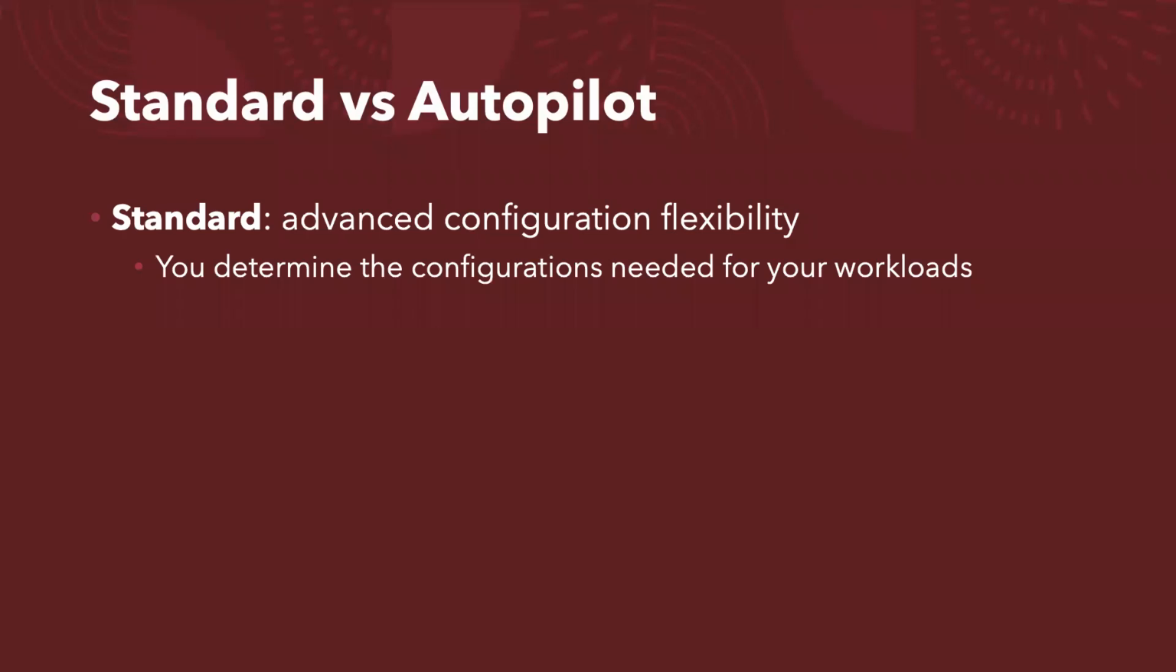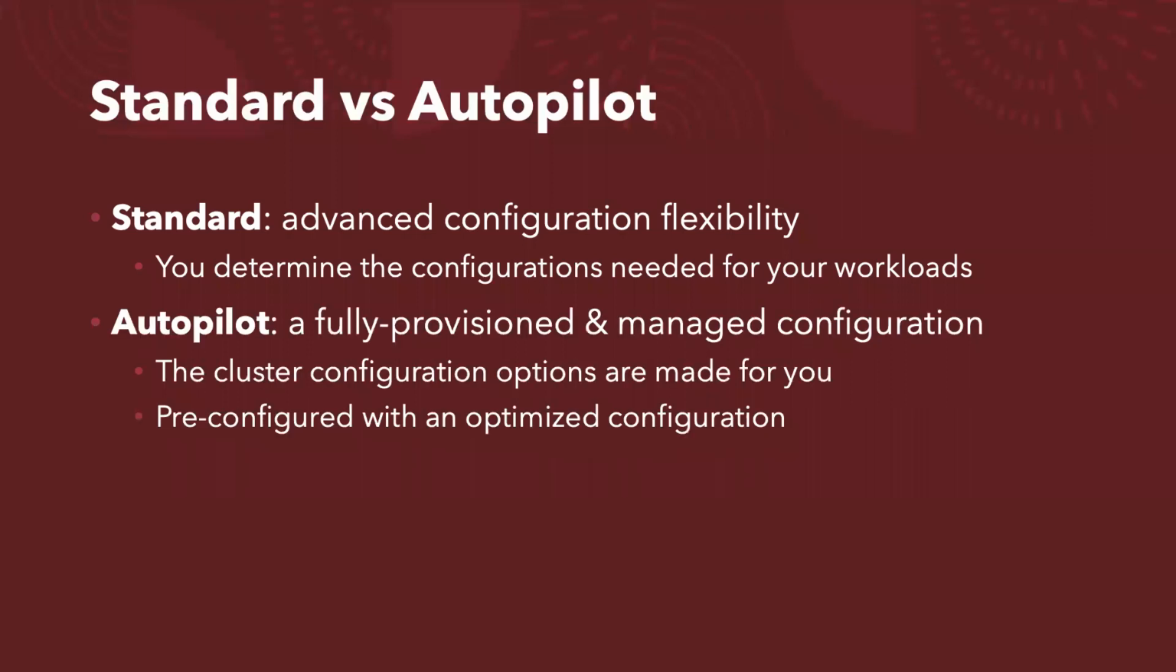Standard is more for advanced configuration flexibility. Basically, you determine the configurations you need for your workloads. You get the control, but there are additional tasks you need to do. The second one is Autopilot. Autopilot is more like fully provisioned or managed configuration. The cluster configuration options are already made for you. It is pre-configured with optimized configurations.